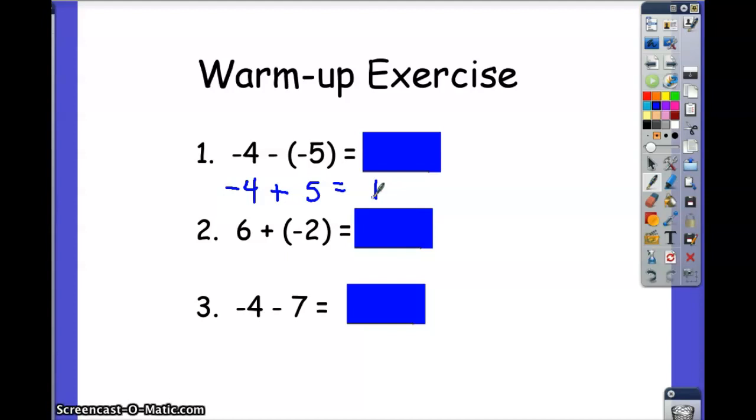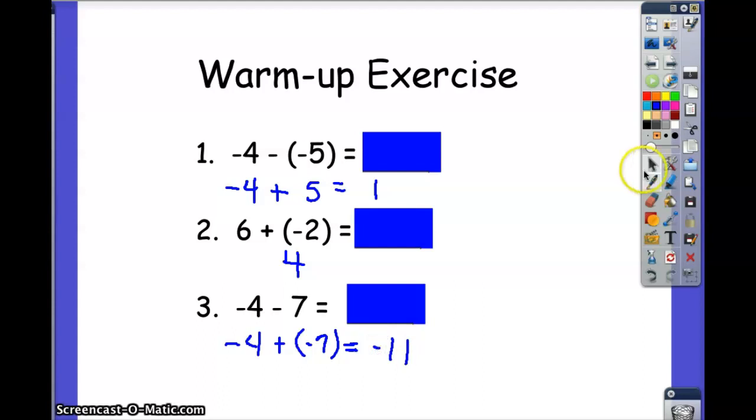Number 2 is already an addition problem. Signs are different, so you subtract and keep the sign of the larger number. So in this case, it would be positive 4. Now you have subtraction on number 3, so again, the first number stays the same. Change subtraction to addition. Then we're going to switch the sign of the second integer. Now, use addition rules. Signs are the same, so you add and keep the same sign.